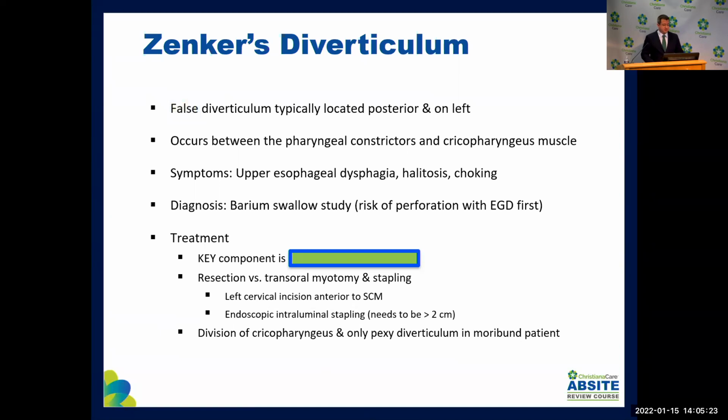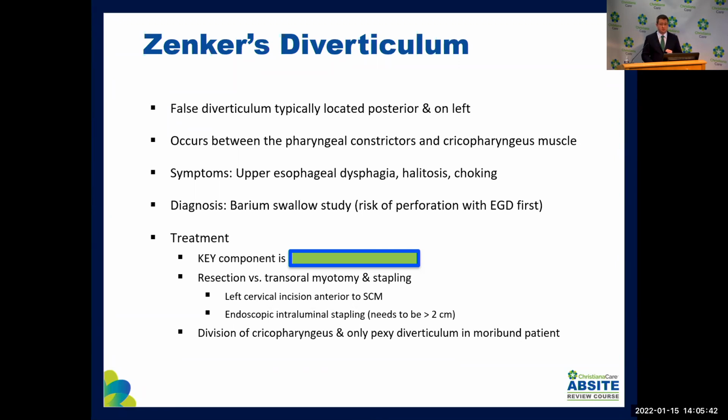It is a false diverticulum, correct. And typically located posterior and on the left. Occurs between the pharyngeal constrictors and cricopharyngeus muscle, also known as Killian's triangle. Symptoms, again, going to be dysphagia. They usually give a history of choking or halitosis in the question stem as well.